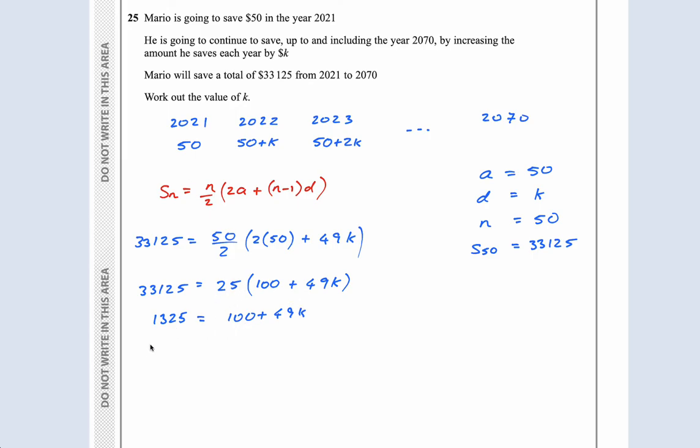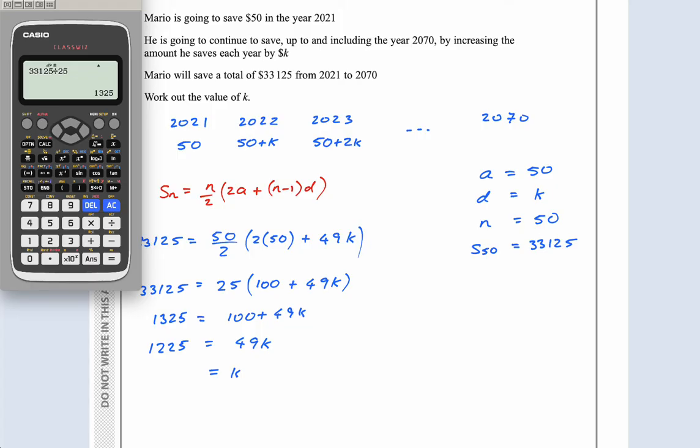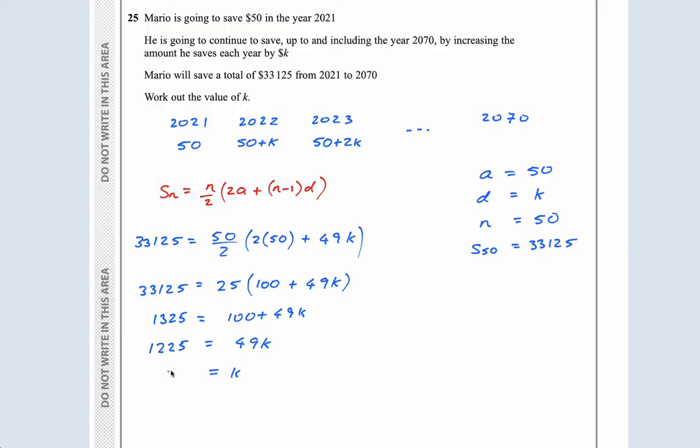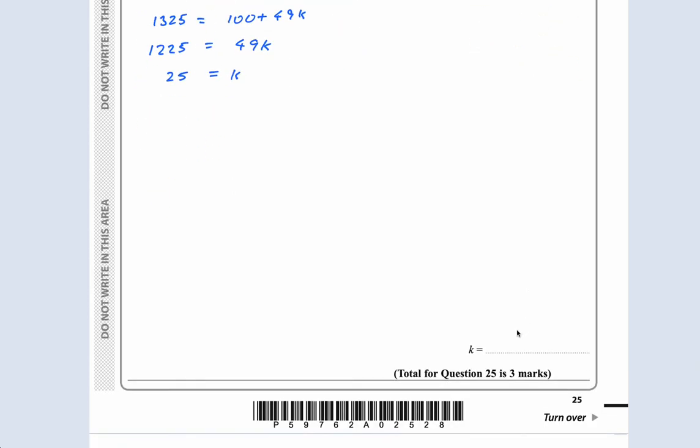I'm then going to subtract 100, so 1225 equals 49k, and then I'm just going to divide this by 49, and that should give me hopefully k. 1225 divided by 49, and I get 25, which is the correct answer. Nice. k is equal to 25. So here, k is equal to 25. Okay, last question, please. Yes, it is.